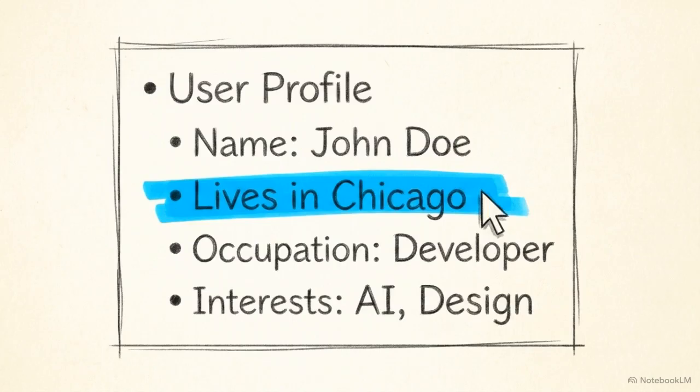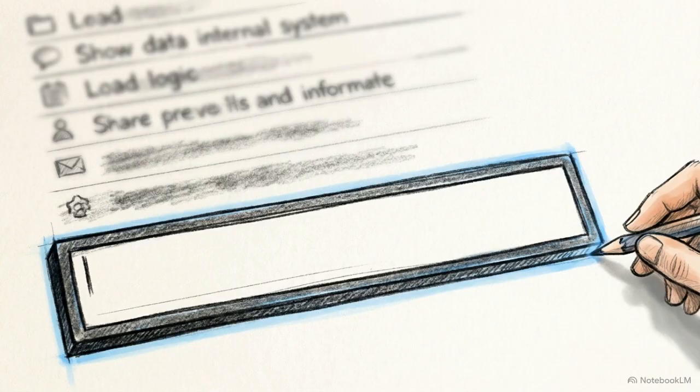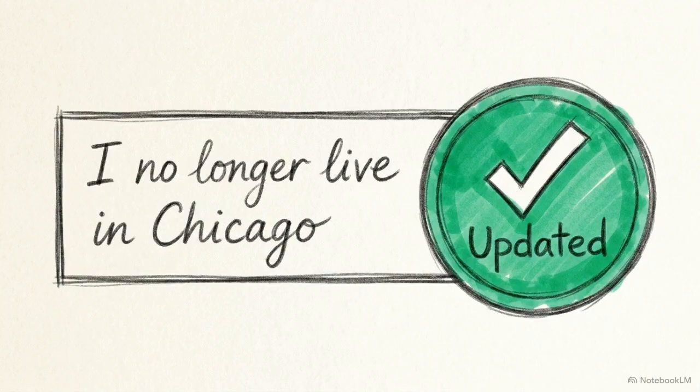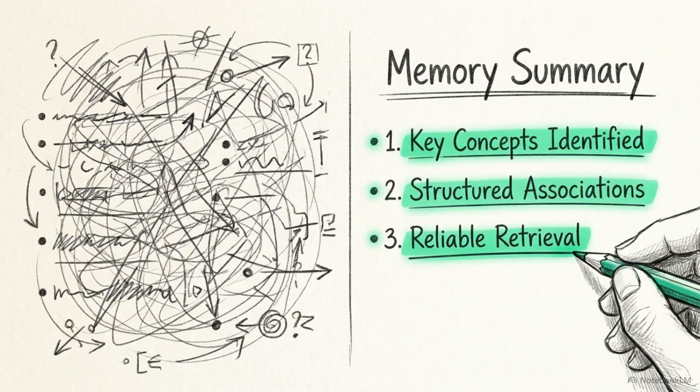To fix this, simply highlight the incorrect sentence. A floating prompt will appear, allowing you to select "Don't mention this again." You can also skip the highlighting and use the text box at the bottom of the screen. Just type your correction directly, like "I no longer live in Chicago," and the summary updates. To confirm the system accepted your changes, check the timestamp at the top of the summary screen. It should shift to say "Just now." Manually removing old preferences and correcting bad data ensures the AI is operating on your explicit instructions rather than its own assumptions.